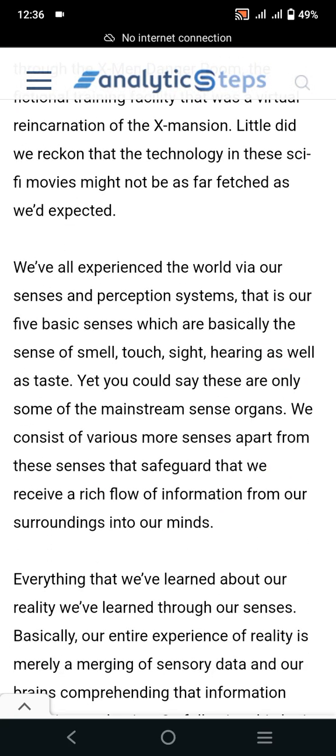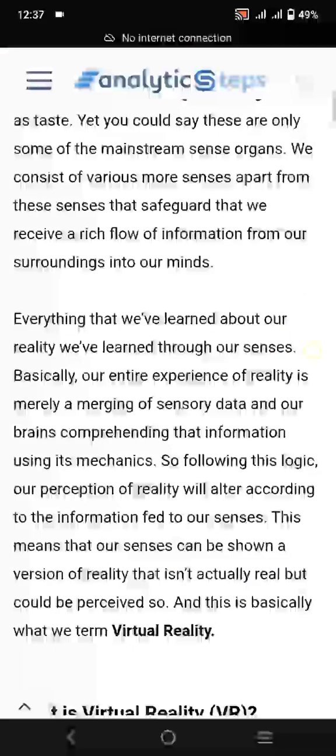We have all experienced the world via our senses and perception system, that is our five basic senses, which are basically the sense of smell, touch, sight, hearing as well as taste. Yet you could say these are only some of the mainstream sense organs. We consist of various more senses apart from these that ensure that we receive a rich flow of information from our surroundings into our minds.